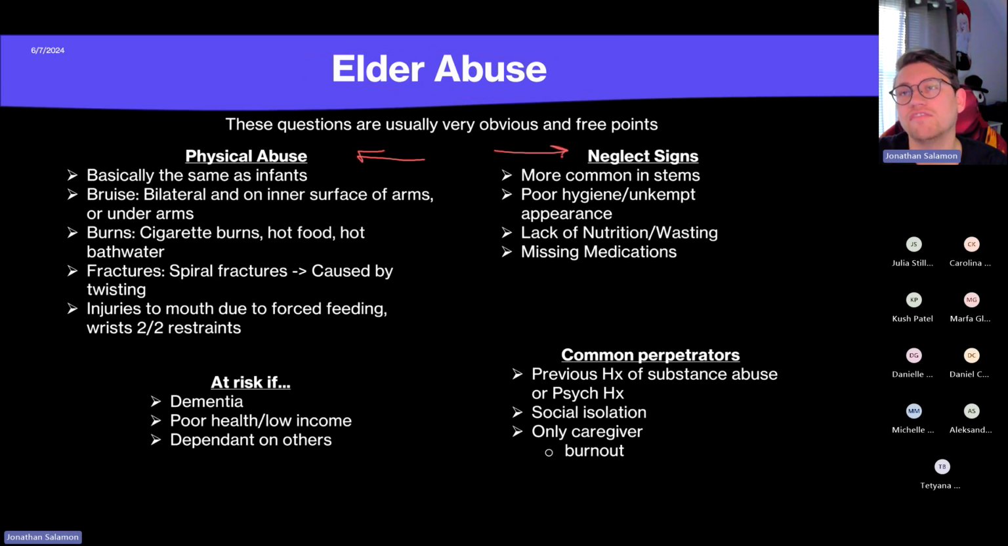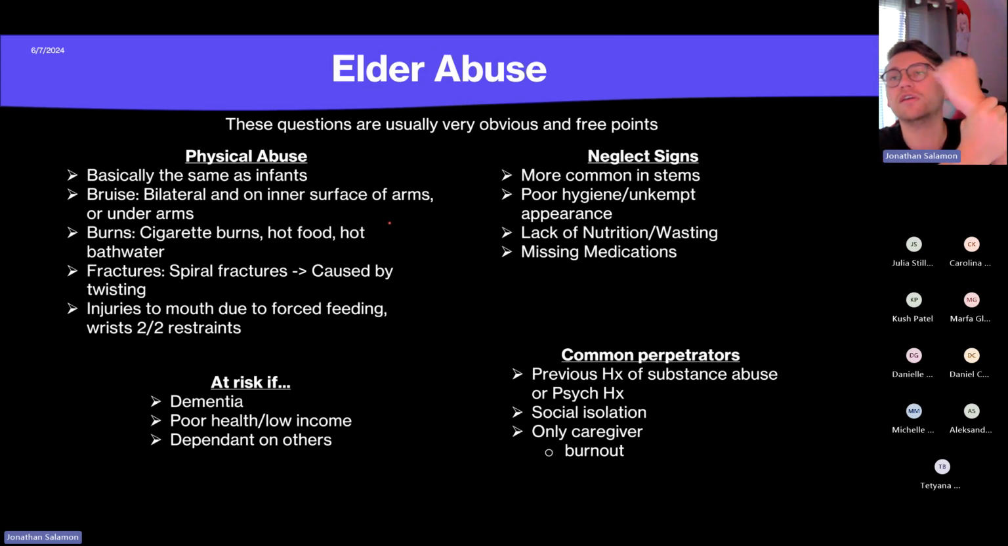Treat old people like they're infants. If somebody is old enough and incapable of caring for themselves to the point where they need a caregiver or they are in a home, for all intents and purposes, they should be treated like infants across the board. So physical abuse, it's all the same things. Bruises in places that they couldn't bruise themselves, right? So like the inside of the arms, the side of the torso, under the arms because they're being lifted up, on the wrist because they're being held down, bruising around the mouth because they're being force fed.